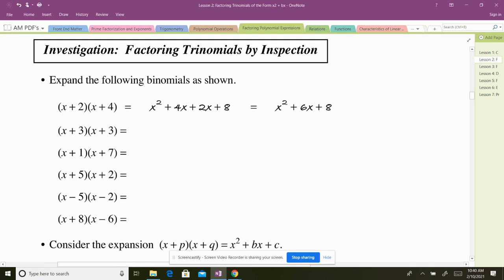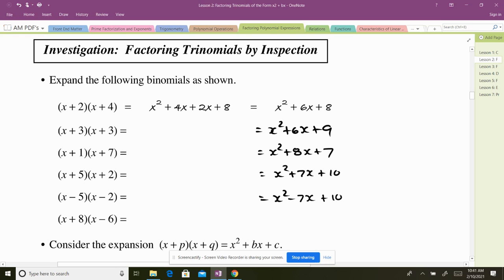So if I do x plus 3 times x plus 3, I know the answer will be x squared plus 6x plus 9. If I do x plus 1, x plus 7, I know I'm going to get x squared plus 8x plus 7. If I do 5 and 2, I'm going to get x squared plus 7x plus 10. Negative 5, negative 2, I'm going to get x squared minus 7x plus 10. And the final one, we'll talk about how I know this in a sec: plus 2x minus 48. Okay.